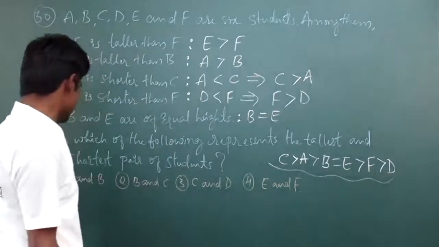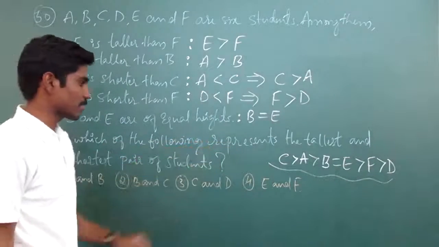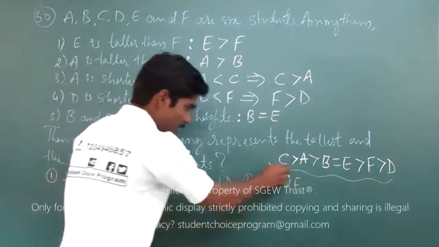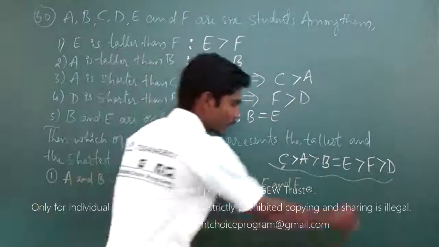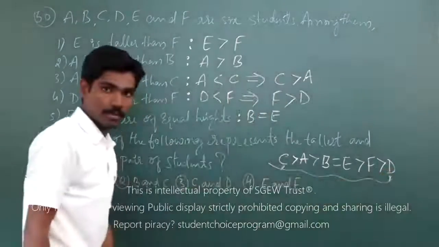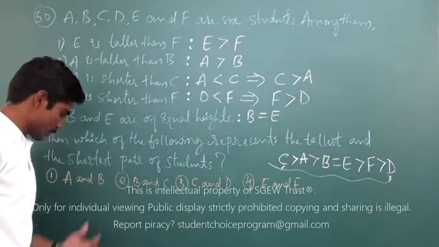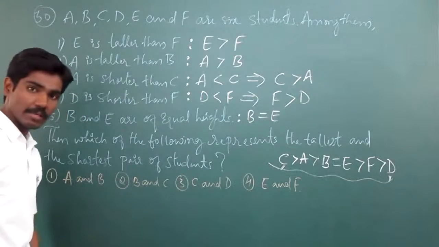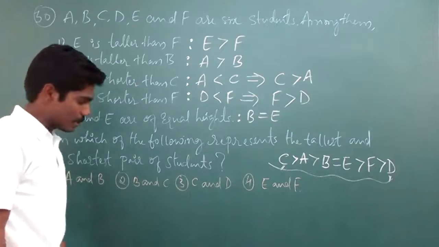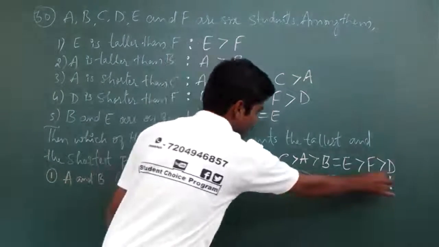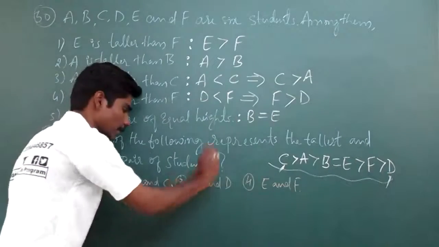Now the given question is, which of the following represents the tallest and the shortest pair of students? As per our answer, C is the tallest and D is the shortest. Let us check the given options. A and B does not suit our answer. B and C is also not suiting our answer. Now the third option, C and D, matches our answer exactly. Therefore option 3 is the right option.